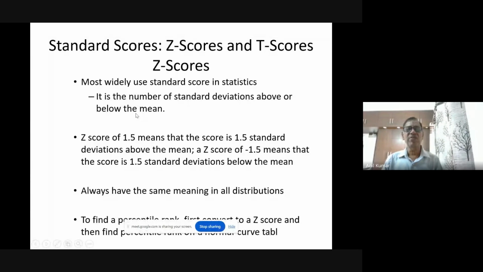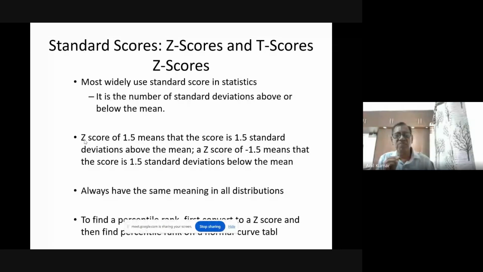So it is the number of standard deviations above or below the mean. Z score looks at the position with respect to the mean, that is, how many standard deviations this number is away from the mean. It is giving us the Z value. Just take one example. If let's say we have a Z score of 1.5, what does it signify? It means that the score is 1.5 standard deviations above the mean.